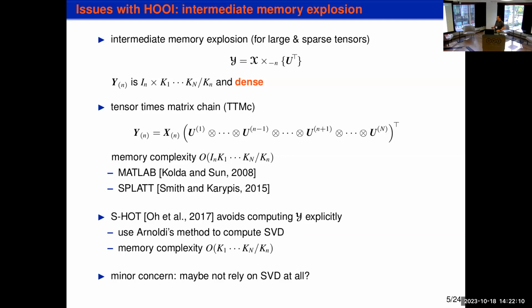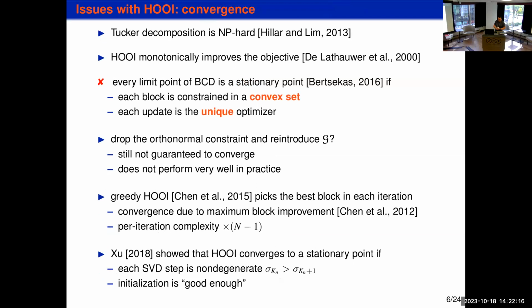Okay, now another concern, depending on which field it comes from. We're going to look at it as an optimization problem. First of all, it's NP-hard. So whenever you're trying to claim some kind of convergence, you're going to relax the definition of solving and say, maybe finding a stationary point. But even that is not guaranteed. Previously, all we know is that this monotonically improves the objective, and that's about it. And why is that? Because it looks like an instance of block coordinate descent.